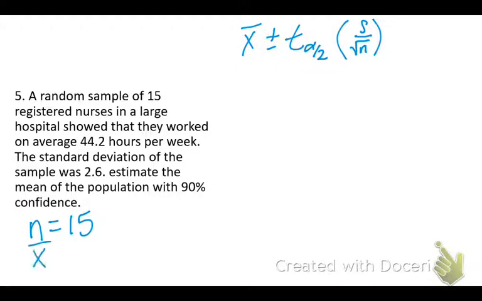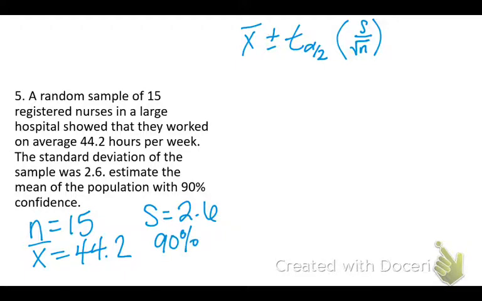So their average was 44.2 hours per week, with a standard deviation of the sample. Since it's the sample, not the population, I'm going to put s. And then it says to estimate the mean of the population with a 90% confidence. Now remember, this 90% is not the memorized ones that we had with the z-scores. This is with your t-scores.